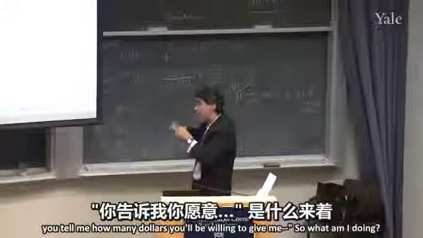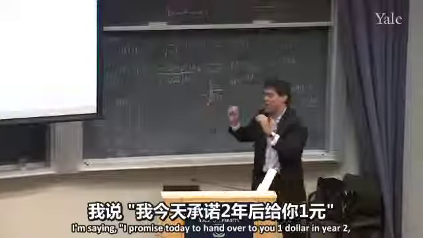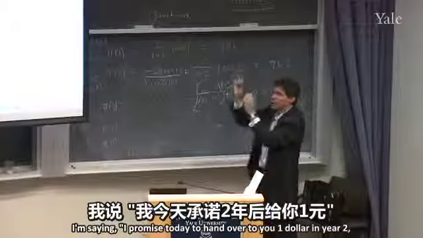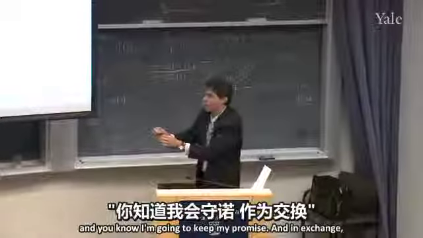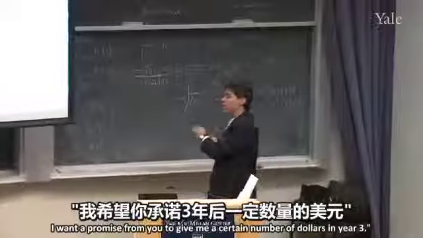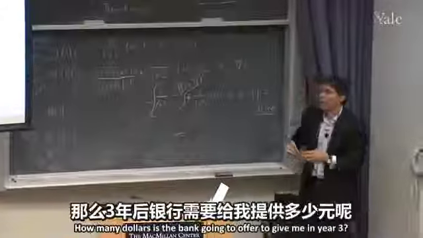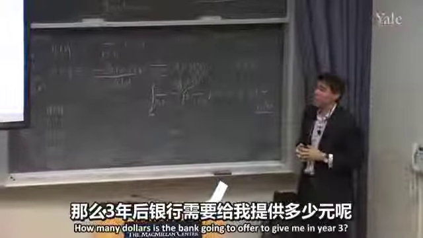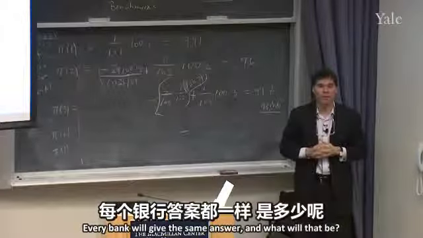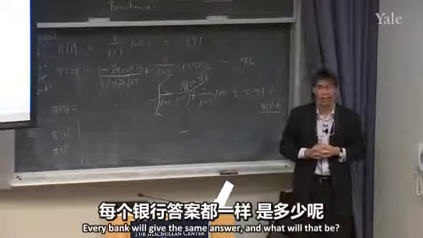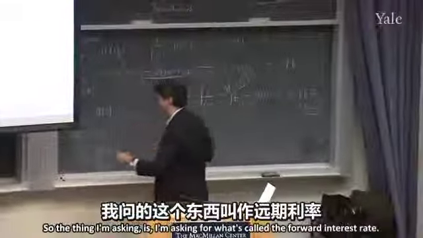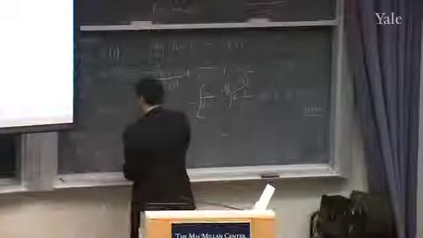So what am I doing? I'm saying, I promise today to hand over to you $1 in year 2, and I'm going to keep my promise. And in exchange, I want a promise from you to give me a certain number of dollars in year 3. How many dollars is the bank going to offer to give me in year 3? Every bank will give the same answer. And what will that answer be? So the thing I'm asking for is what's called the forward interest rate.